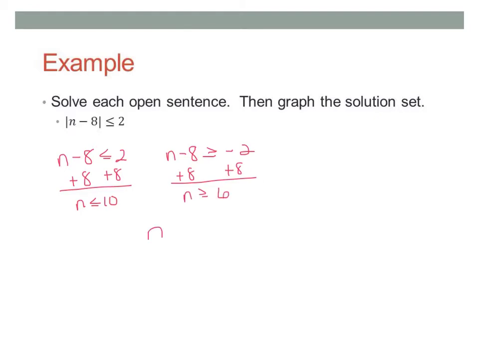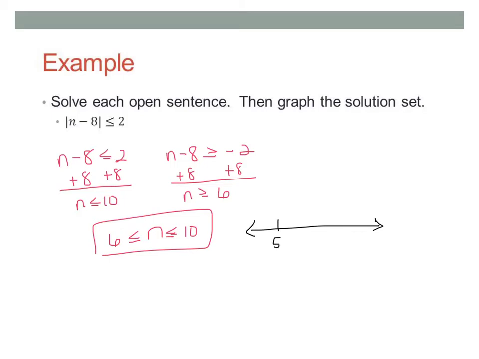Okay, and you should be able to write it then with the 6, because n is greater than or equal to 6, less than or equal to 10. So there's your answer, and then you are going to graph them. 5, 6, 7, 8, 9, 10, 11. And we are less than or equal to 10, which looks like that, greater than or equal to 6, which looks like that, and there's my graph of an and. Okay, so if you start out with a less than, you're going to end with an and for an answer.